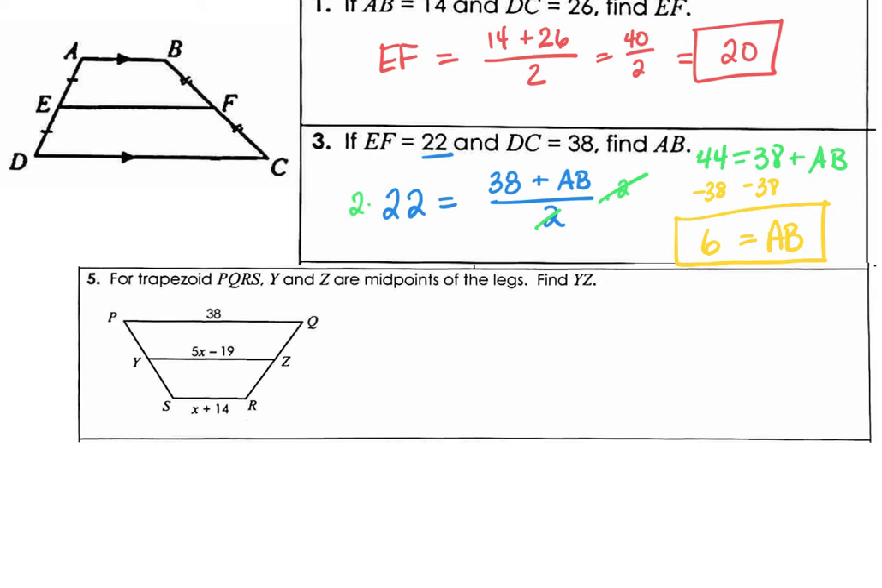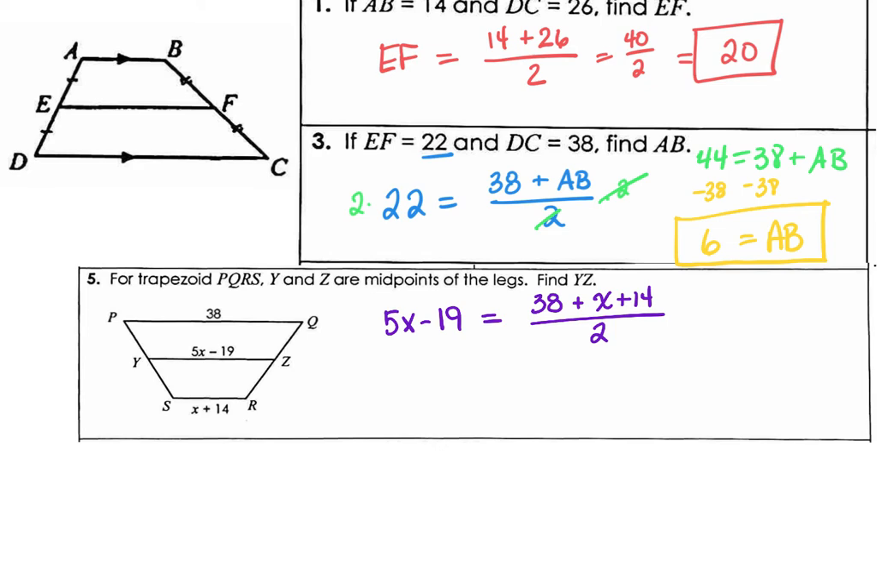And then the last example here on this particular one is throwing in some variables. In this case, they want us to find the length of YZ. So in order to find the length of YZ, we have to find X first. So we're going to set it up exactly the same. All right? We're going to say, well, the mid-segment, that's YZ, which is 5X minus 19, should equal the one base, 38, plus the other base, X plus 14, all over 2. Okay?